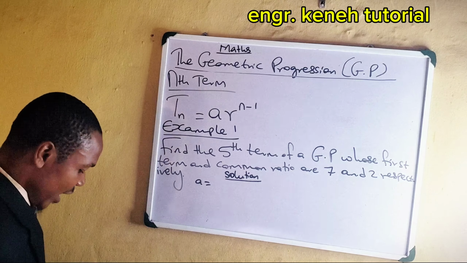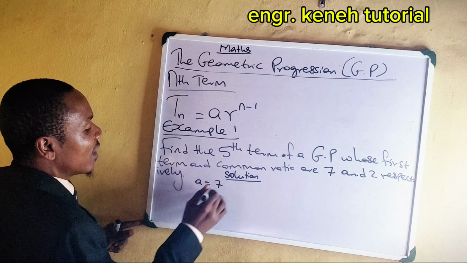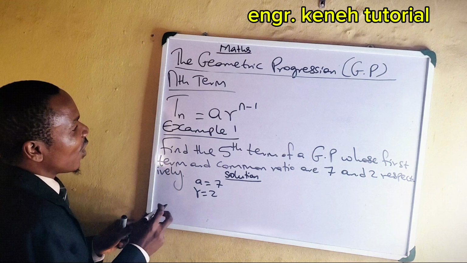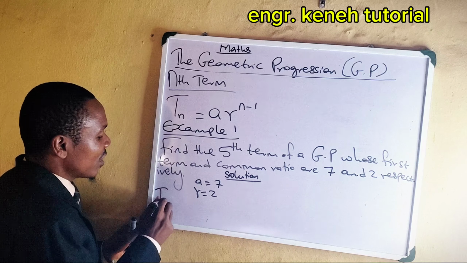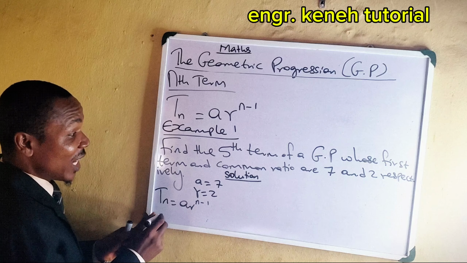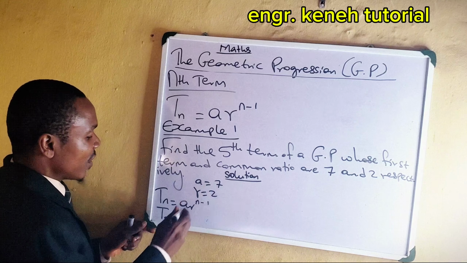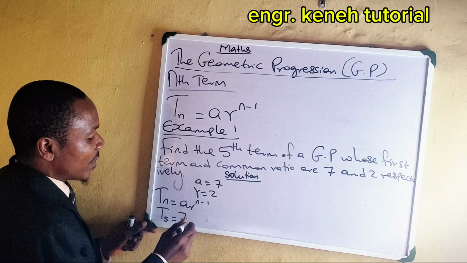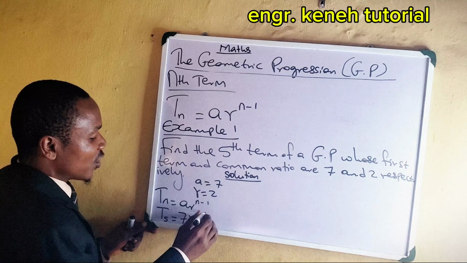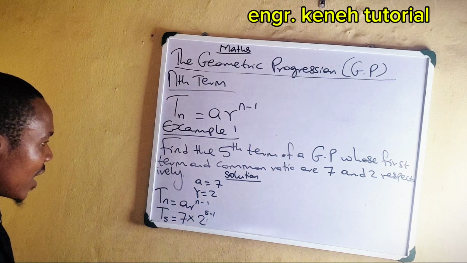All right, so looking at this now, we have the first term, which I told you can be denoted using small letter A. So we have the first term to be 7, and we have the common ratio to be what? 2. I told you that the nth term of a GP can be calculated using this formula. When you're talking about the 5th term, it should be T5 like this. So A is 7, R is 2, and we have it raised to power n, which is 5 minus 1. Can you see that? That is how it can be solved.